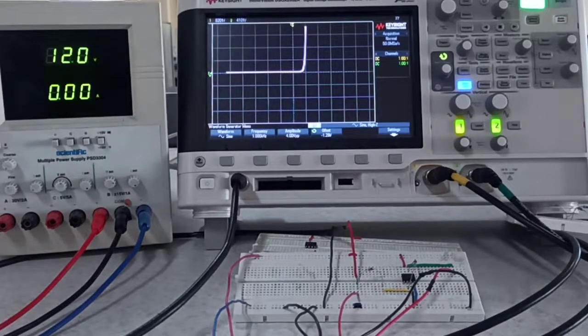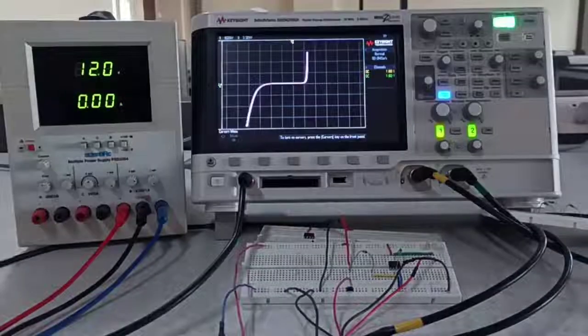Now you can see the IV characteristics of 1N4148 diode, where peak to peak value is 4 volt and offset value is minus 1.3 volt. This is the characteristics of 2.4 volt Zener diode. The peak to peak value is 4.5 volt and offset value is minus 1 volt.